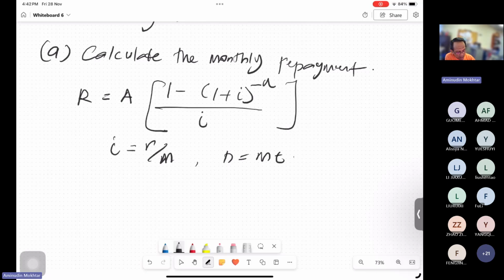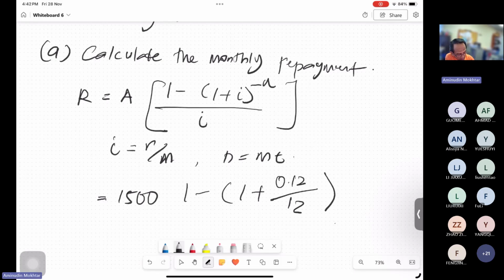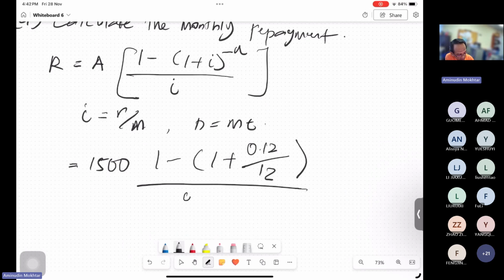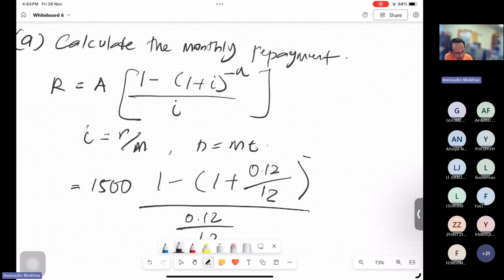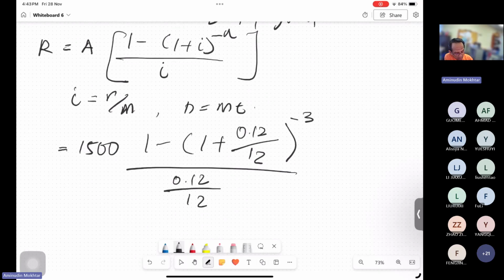In this case, A equals 1,500, the total loan. Then 1 minus (1 plus i), where i is 0.12 divided by 12, all divided by i, which is 0.12 divided by 12. To the power of, since the loan is only for 3 months, the interest is calculated 3 times only, so negative 3.